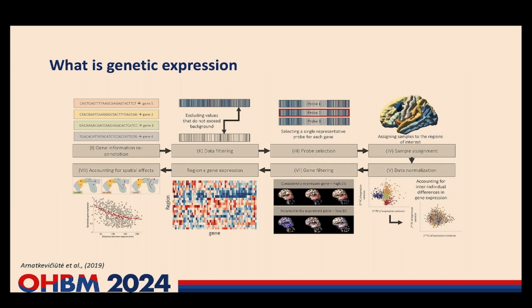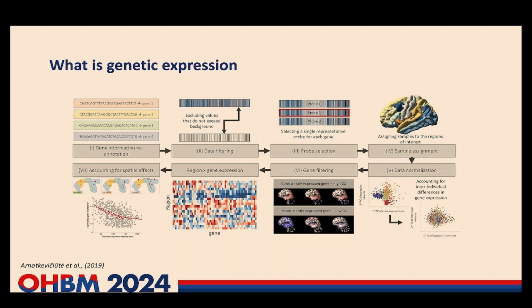describing the different steps and setups that are important to consider, including also data filtering, probe selection, sample assignment, so to understand how a certain probe relates to a certain brain region, data normalization, and also gene filtering to look, for example, at the consistency of the expressed gene, and also then potentially a region times gene genetic expression map comes out of there, and then you can also account for other spatial effects.